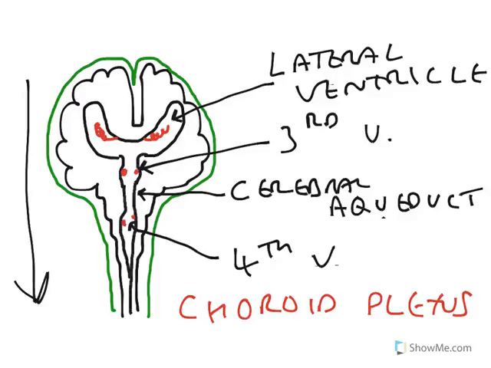As it happens, the choroid plexus of the lateral ventricle is the biggest, and so therefore the most CSF is made in the lateral ventricle. Hence why the CSF travels in this cranial to caudal direction.